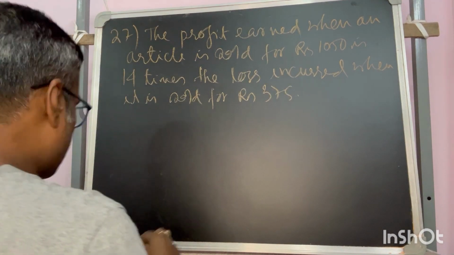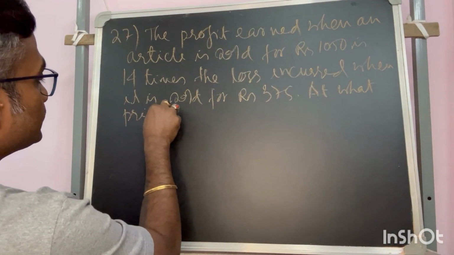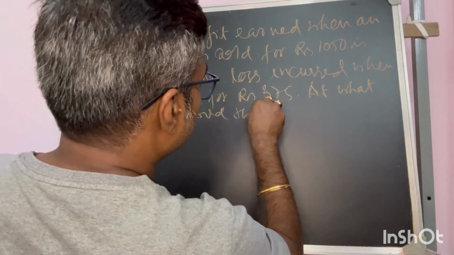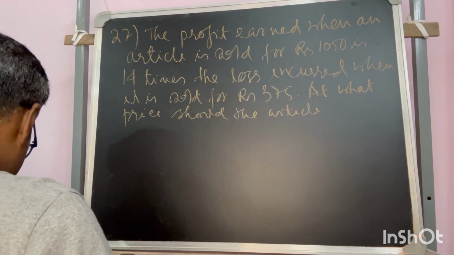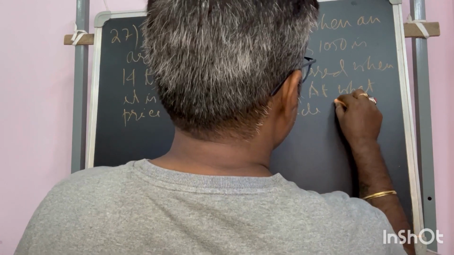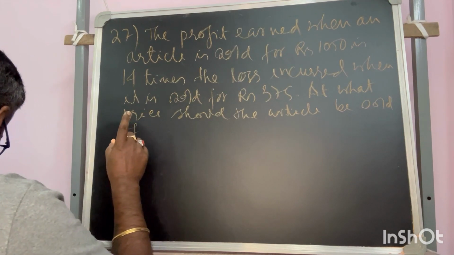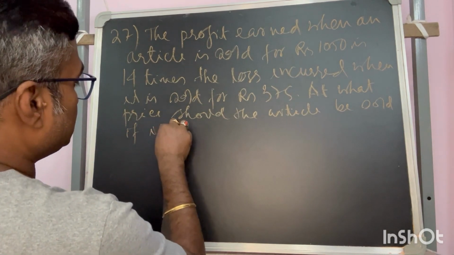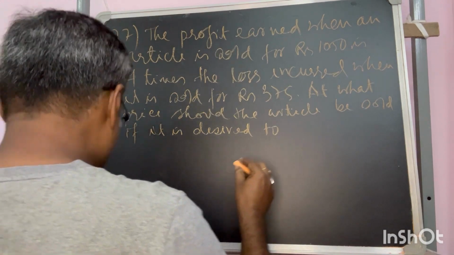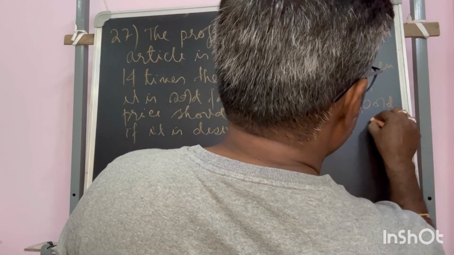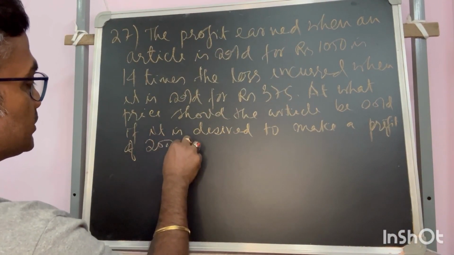At what price should the article be sold if it is desired to make a profit of 20%?